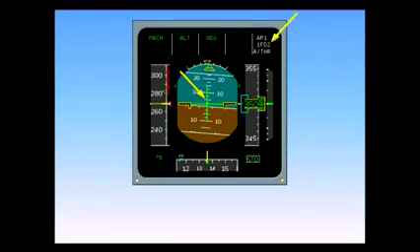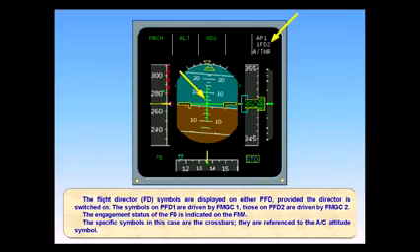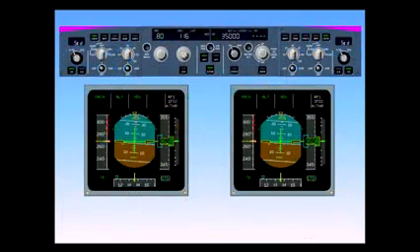The engagement status of the flight director is indicated on the FMA. The specific symbols in this case are the crossbars. They are referenced to the aircraft attitude symbol. To turn the flight director on or off, use the flight director push button located on either EFIS control panel.